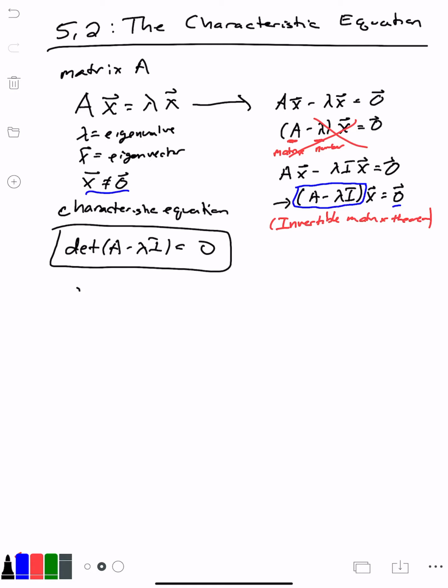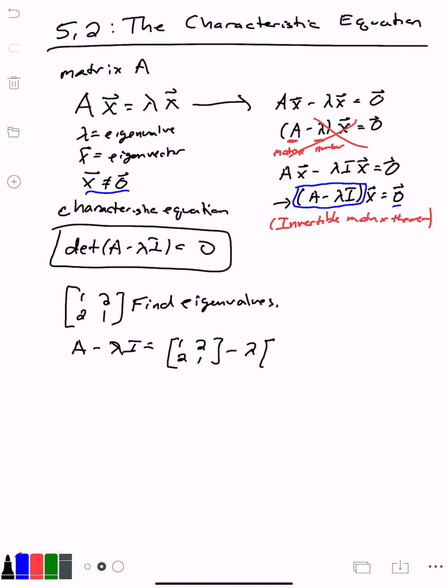So let's look at the matrix 1, 2, 2, 1. And I'm going to ask you to find the eigenvalues. So you always just write down what A minus lambda I is. Well, A is 1, 2, 2, 1 minus lambda times the identity 1, 0, 0, 1. And if you just work this out, you're going to get 1 minus lambda, 2, 2, and then 1 minus lambda. And then we need the determinant of this thing.